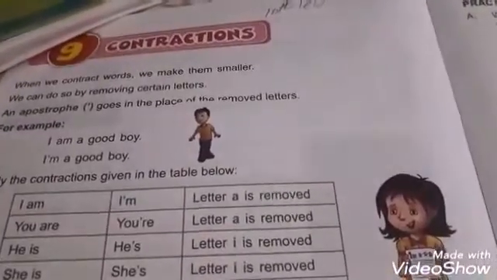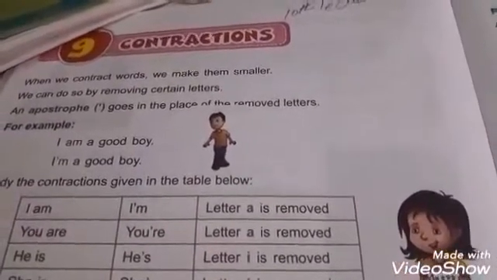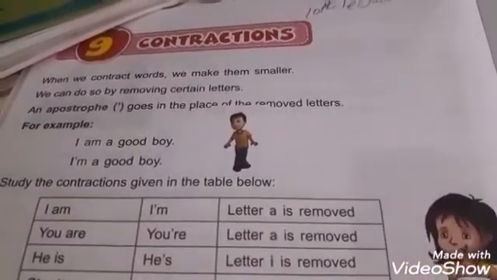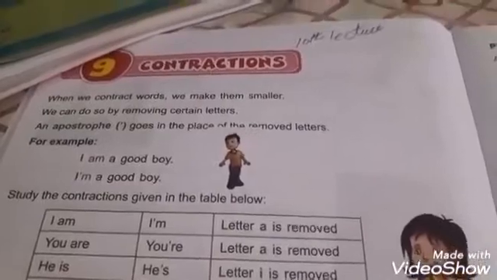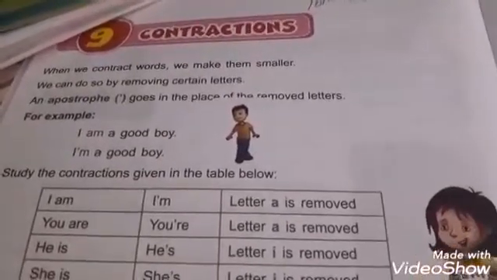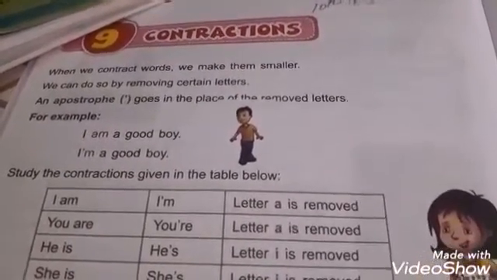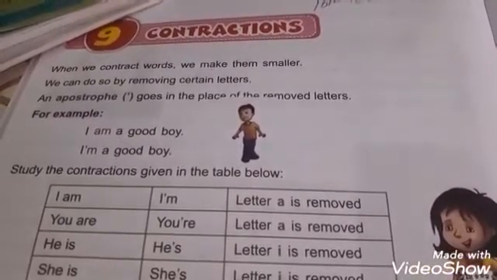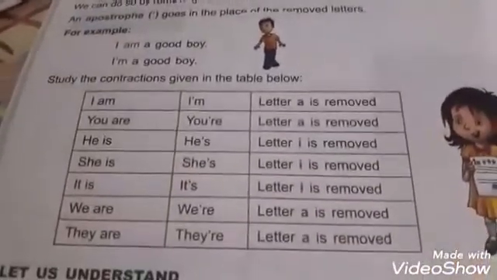Students, now open your English grammar book at page number 28. Lesson 9 is contractions. We will learn about contractions. In contractions, we contract words. In contraction, we make the words smaller. We remove certain letters and put an apostrophe. An apostrophe goes in the place of the removed letters.